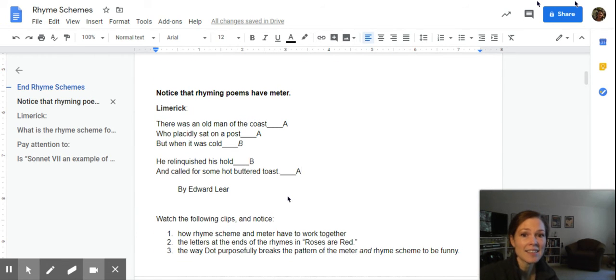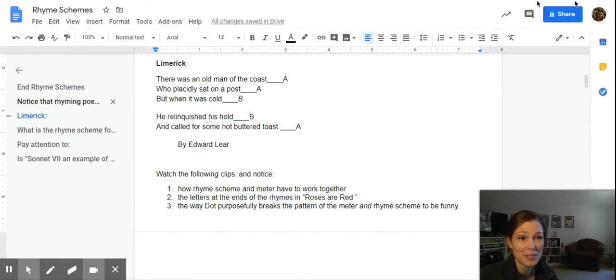Now in this next part of the video, I've got 3 clips to share with you. If you know Animaniacs, you might recognize Dot from Animaniacs. And I want to point out a couple things. 1, how rhyme scheme and meter have to work together. 2, look at the letters at the ends of the rhymes in Roses Are Red, and you can see how I determine the rhyme scheme there. And then 3, in the last one, Fuzzy Wuzzy, that purposefully breaks the pattern of meter and rhyme scheme to be funny. So take a minute and check that out.